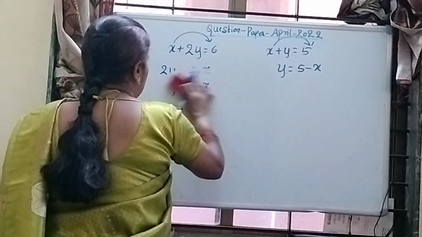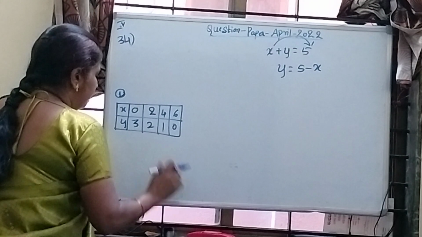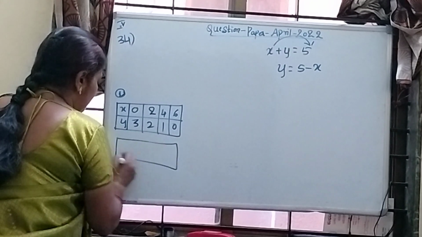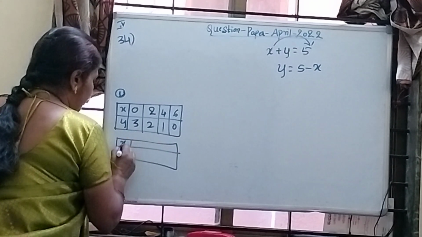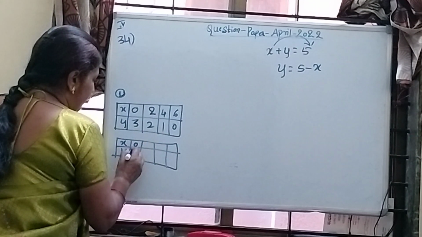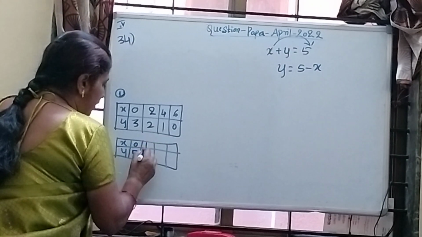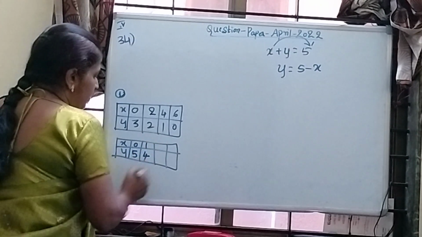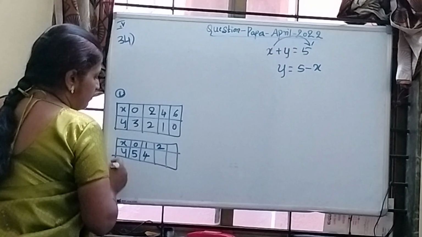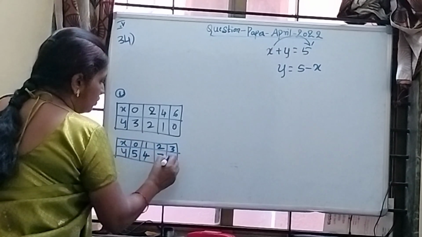Now we'll go for the second equation, which we can write directly. Whatever x you take, you get y. If x is 0, y becomes 5, since 5 minus 0 is 5. If I take 1, it becomes 4. If I take 2, 5 minus 2 is 3. If I take 3, 5 minus 3 is 2.